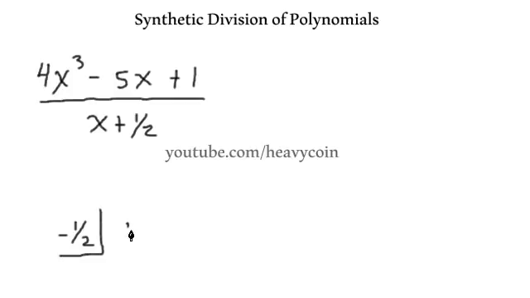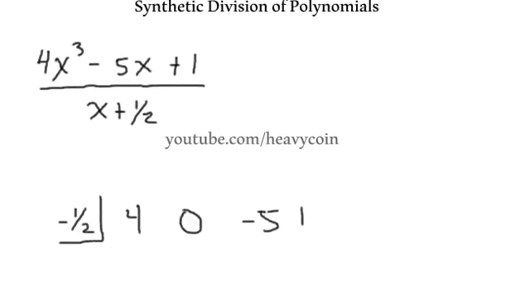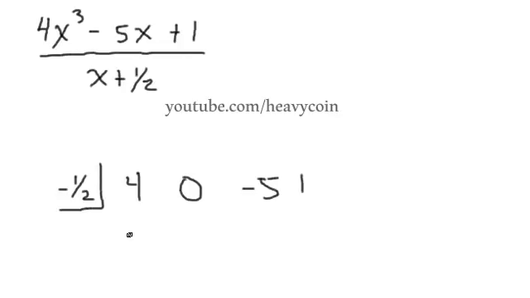Putting in our coefficients, 4. Now we don't have an x squared, so we got to put a placeholder in there. And then negative 5 and 1. I think I got that 1 a little close to the 5 there.